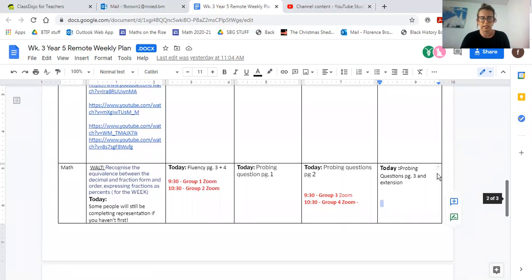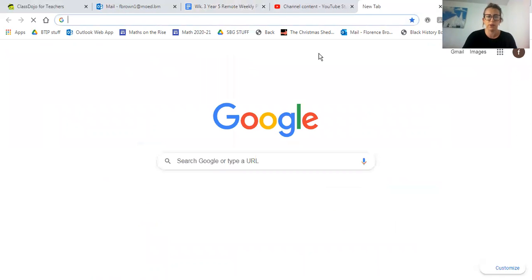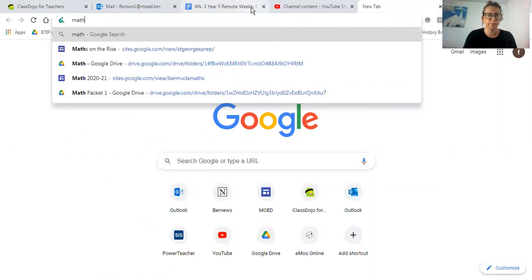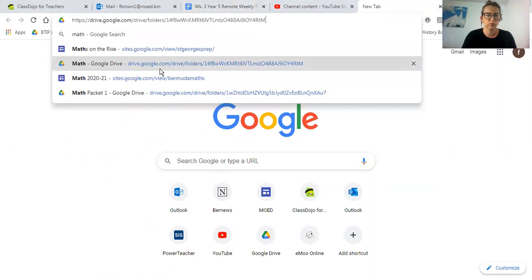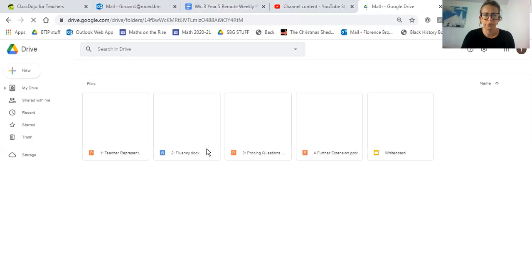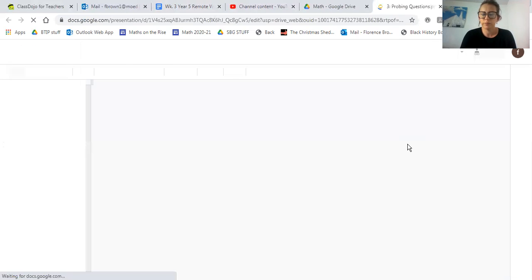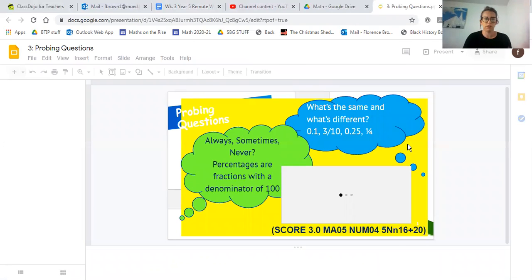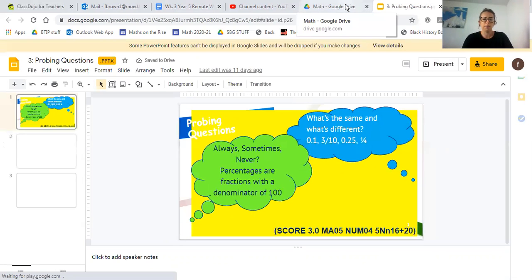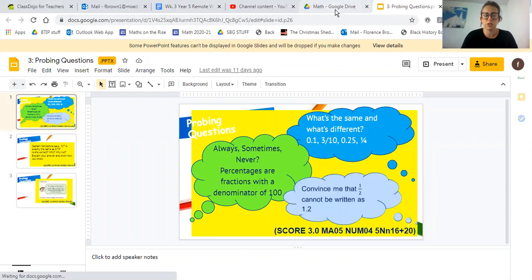The second thing I'd like you to do is move on, because yesterday you finished fluency, and do the first page of probing questions. So I'm just going to go to that. I think it's in this one. And I don't want you to rush through all of these at once. I've purposefully made it so that you can do the first page today and then the next bit after that.